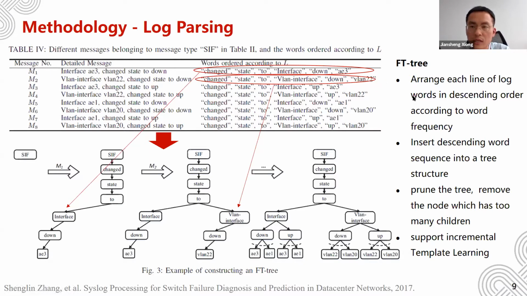And here lists the main steps of FT-tree. The first step is to arrange each line of log words in descending order according to log word frequency. As you can see, it is here. And the second step is to insert the descending word sequence into a tree structure, just like this. And the third step is to prune the tree, removing the node which has too many children, as you can see here. And FT-tree supports incremental template learning.